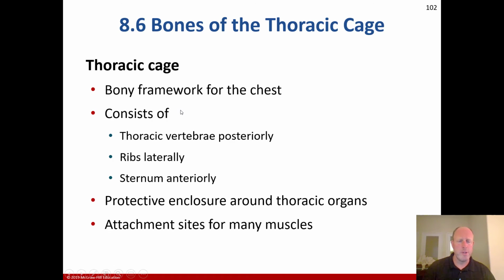So, thoracic cage. It's the bony framework for the chest, right? It consists of the thoracic vertebrae posteriorly, the ribs laterally, and the sternum anteriorly. It's a protective enclosure around thoracic organs, and it provides attachment sites for many muscles.